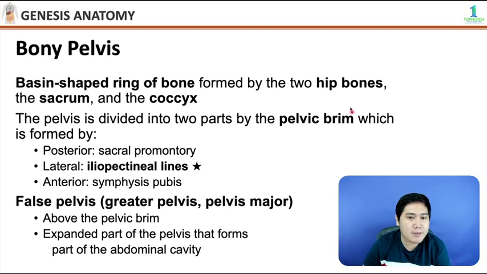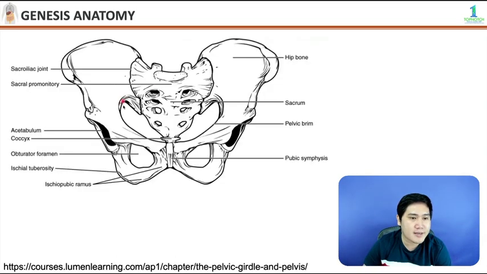Okay? So anything that will be above the pelvic brim will be included in your false pelvis or greater pelvis or pelvis major. Okay? Anything below will be part of your true pelvis, no? Or your minor pelvis, lesser pelvis. Again, no? So false pelvis above the pelvic brim. Okay? It is expanded part of the pelvis that forms part of the abdominal cavity. Okay? So this is your bony pelvis. This is your pelvic brim, no? Symphysis pubis, iliopectineal lines, sacral promontory.